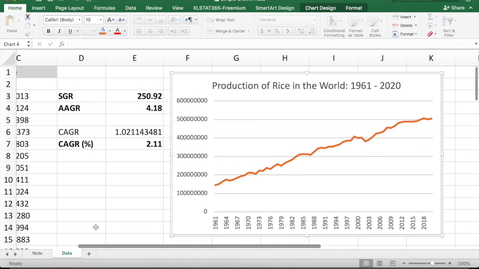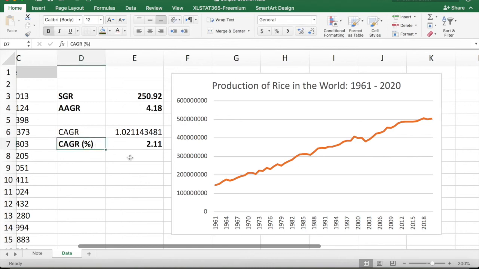We understand that the production of rice has increased over the years, and its annual rate of increase by one method, the average annual growth rate using the simple growth rate formula, is 4.18, and by another method, compound annual growth rate, it is 2.11% per annum or per year.